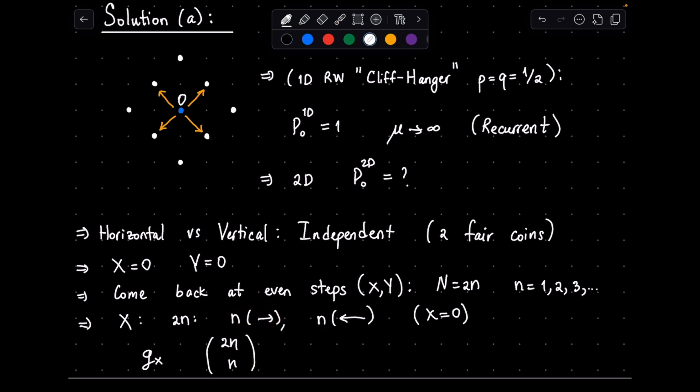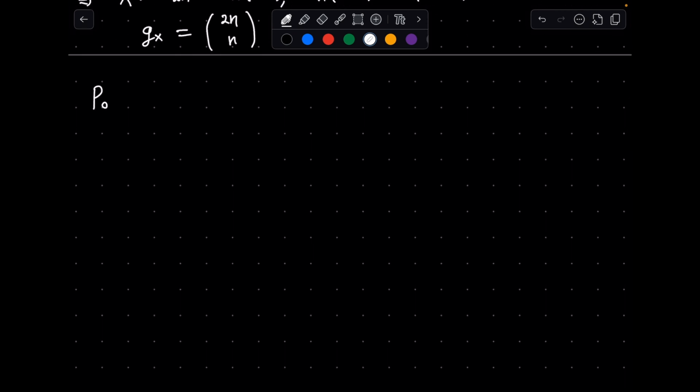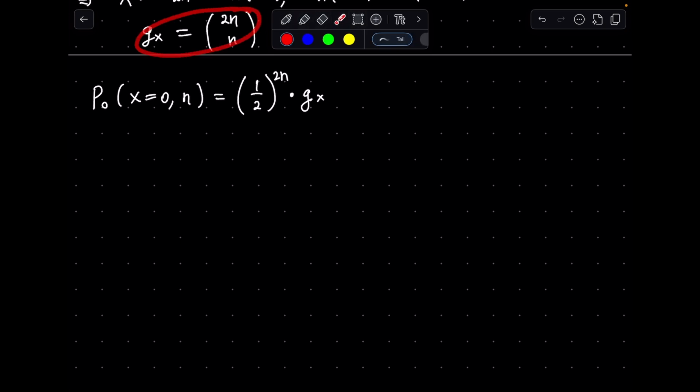Let's call this g_x. Then what is the probability that the x component of the walk is going to be 0 for a given value of n? The probability of any possible path has to be 1 over 2 to the power of 2n, since at every step it has a 50-50 chance of going in opposite directions. And then we have to multiply by the weight or the degeneracy, which was g_x. Substituting g_x gives us the following expression.